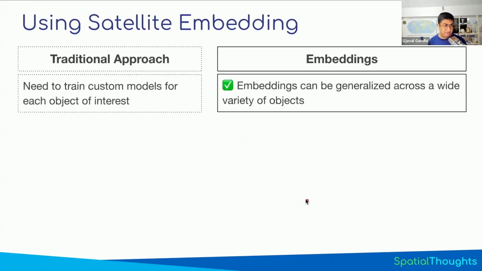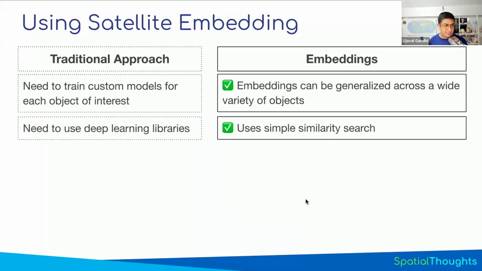The traditional approach will need to train a custom model for each object of interest. Embeddings are generalizable, right? They're not trained for a specific object, but they have captured all the kinds of patterns for different objects. So by comparing embeddings, you can find similar objects. You don't need to use deep learning. You don't need GPUs. You can just use simple vector algebra to find similar vectors, right? So again, very computationally efficient.